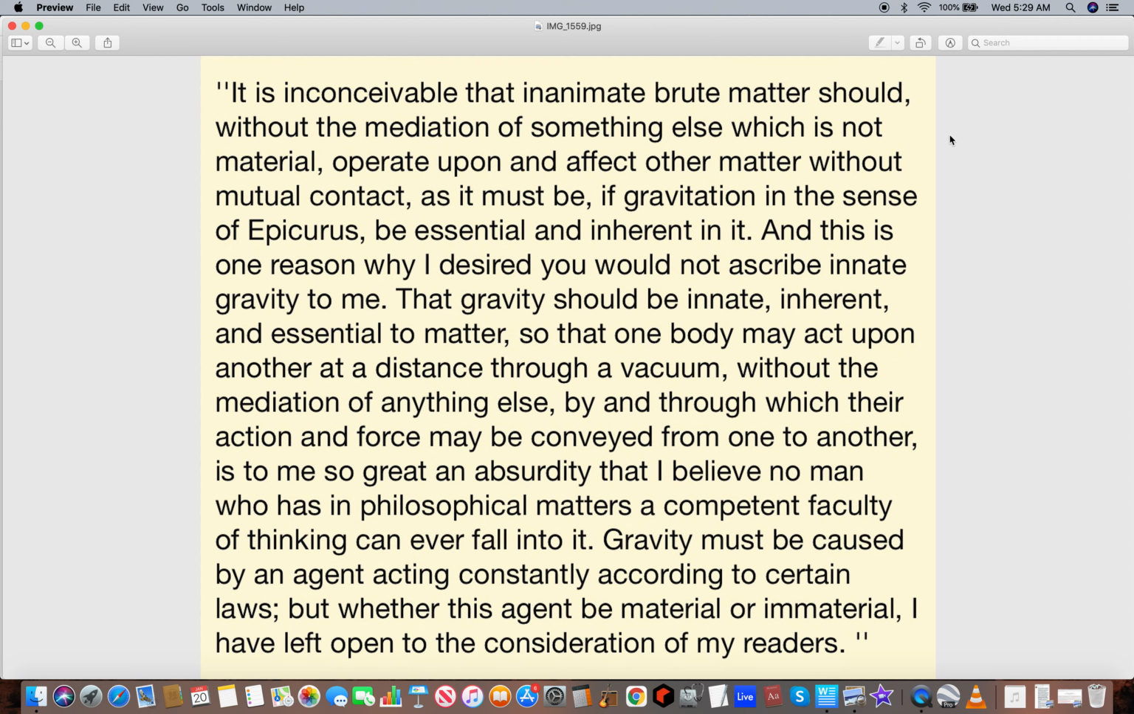Gravity must be caused by an agent acting constantly according to certain laws, but whether this agent be material or immaterial, I have left open to the consideration of my readers. That was Isaac Newton, a letter he wrote to a philosopher of his time, who was saying to people that Newton was claiming that mass attracts mass as some kind of a magic force between them, and he was not. And this letter is the proof of it.